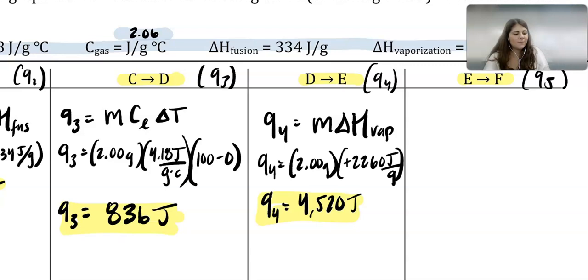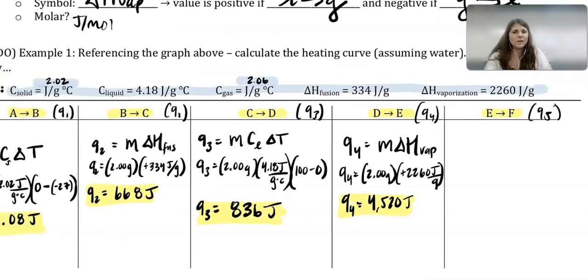So you can see the difference between going from fusion as well as vaporization. Vaporization is always going to require a lot more energy compared to fusion, just because once you go from liquid to gas, you have broken all intermolecular forces. So it should require a lot more energy.